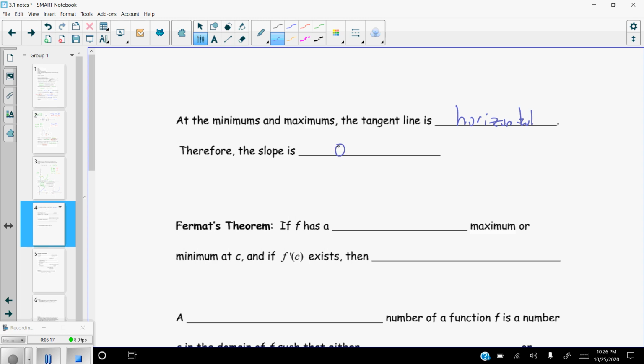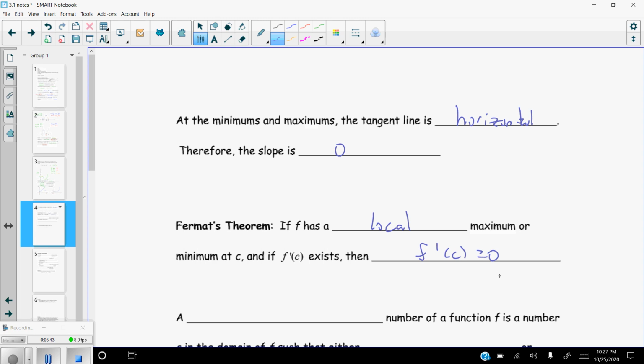And then we've got this thing which is called Fermat's Theorem. It's actually not something you have to know by name. You don't need to know Fermat's Theorem by name, but you definitely need to know what it says. So if f has a local maximum or minimum at c, and if f prime exists, that's important, then f prime of c is going to be 0. Now think about what that says.